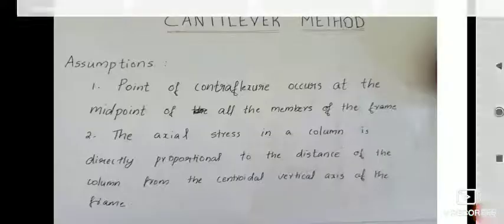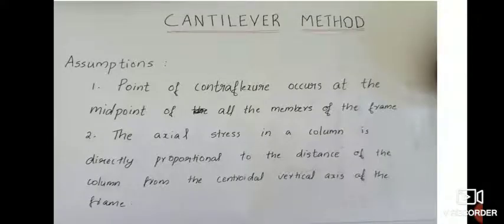You have already covered the portal method in the previous classes. The first assumption is the same as that of the portal method. The point of contraflexure occurs at the midpoint of all the members of the frame. That means at the midpoint of all the beams and columns we will assume the point of contraflexure, or the zero bending moment point. The second assumption is the axial stress in a column is directly proportional to the distance of the column from the centroidal vertical axis of the frame.